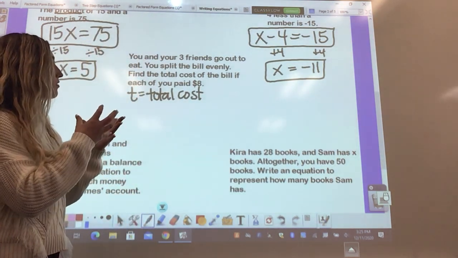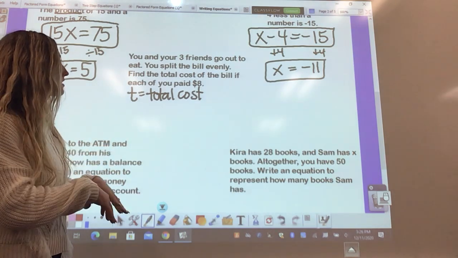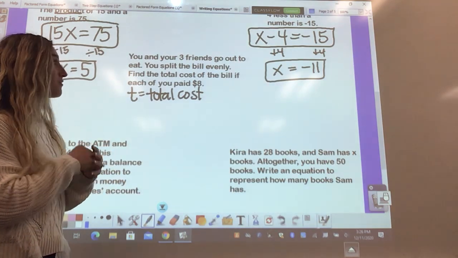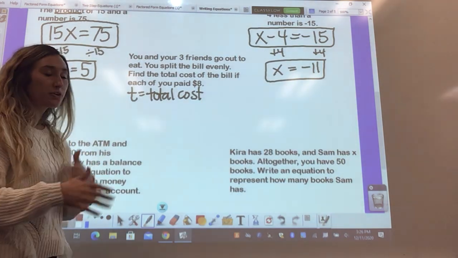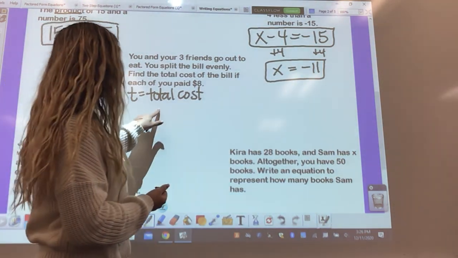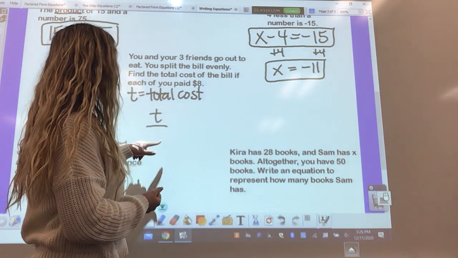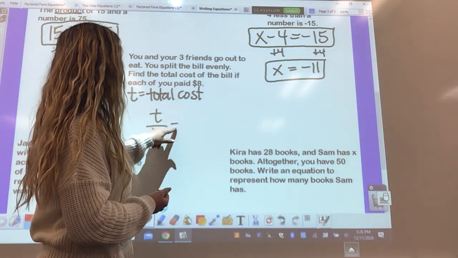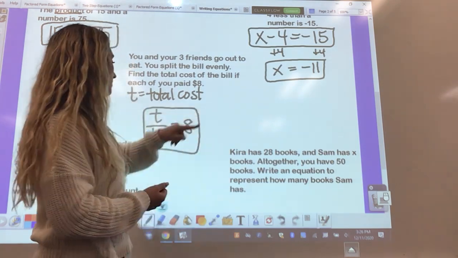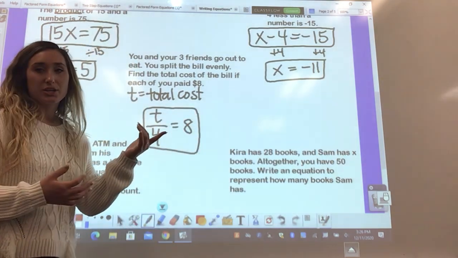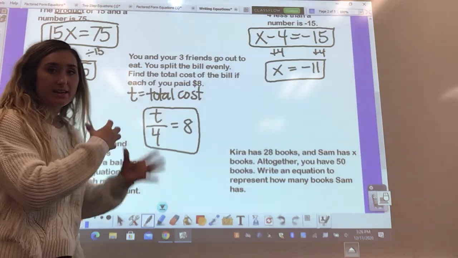So we have this total bill. We divide it amongst 4 people, and we end up paying $8. So hopefully you can kind of hear the equation being set up. T divided by 4 equals 8. So that's the equation with the variable kind of in the mix.